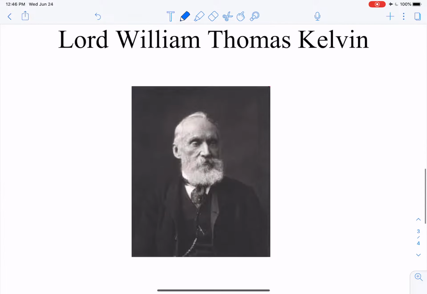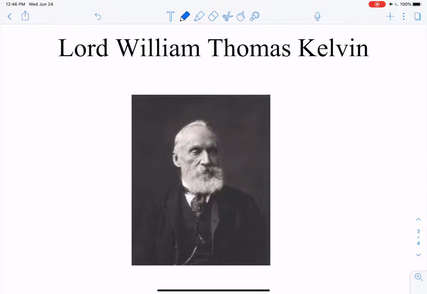Now, why Kelvin? Well, there was this guy, Lord William Kelvin, and he did a lot of thermodynamic work, so we named the temperature scale after him. He was the one that calculated the correct temperature, minus 273.15 degrees Celsius for absolute zero, or 0 degrees Kelvin.